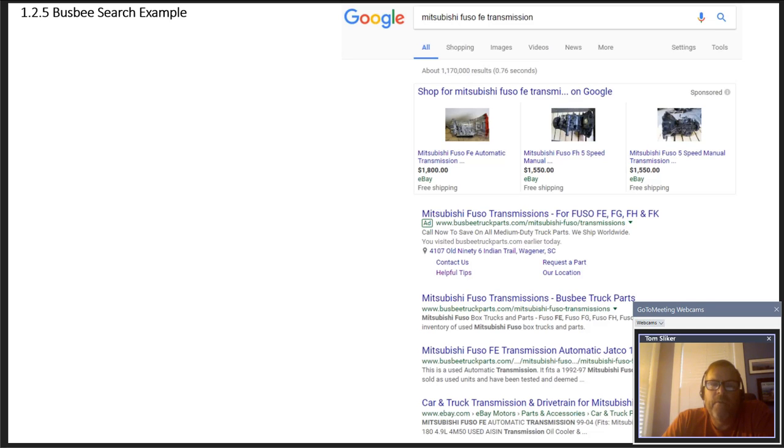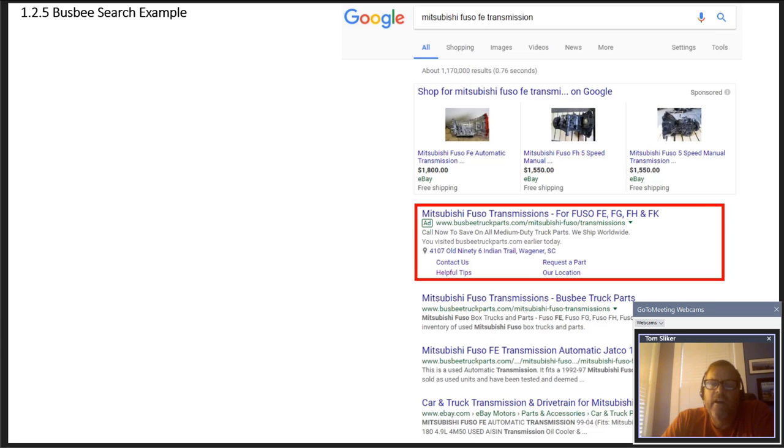This specific example I wanted to show you, when you type in this Mitsubishi Fuso FE transmission, there's actually two items that come up, and I'm just doing this again to point out the difference between a paid advertisement and an organic search result. So red is paid, it has the word ad there, and then the purple is organic result.